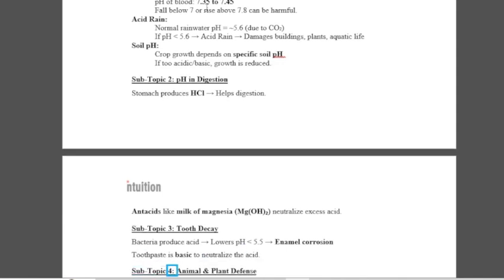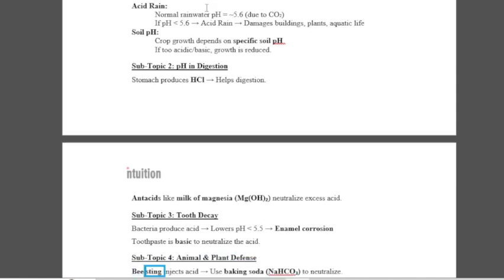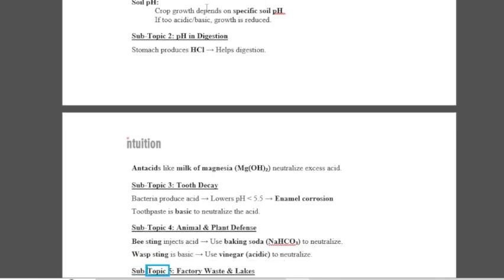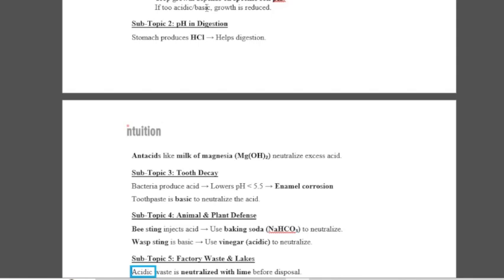Subtopic 4: animal and plant defense. A bee sting injects acid, so use baking soda, NaHCO3, to neutralize it. A wasp sting is basic, so use vinegar, which is acidic, to neutralize it. Subtopic 5: factory waste and lakes. Acidic waste is neutralized with lime before disposal.